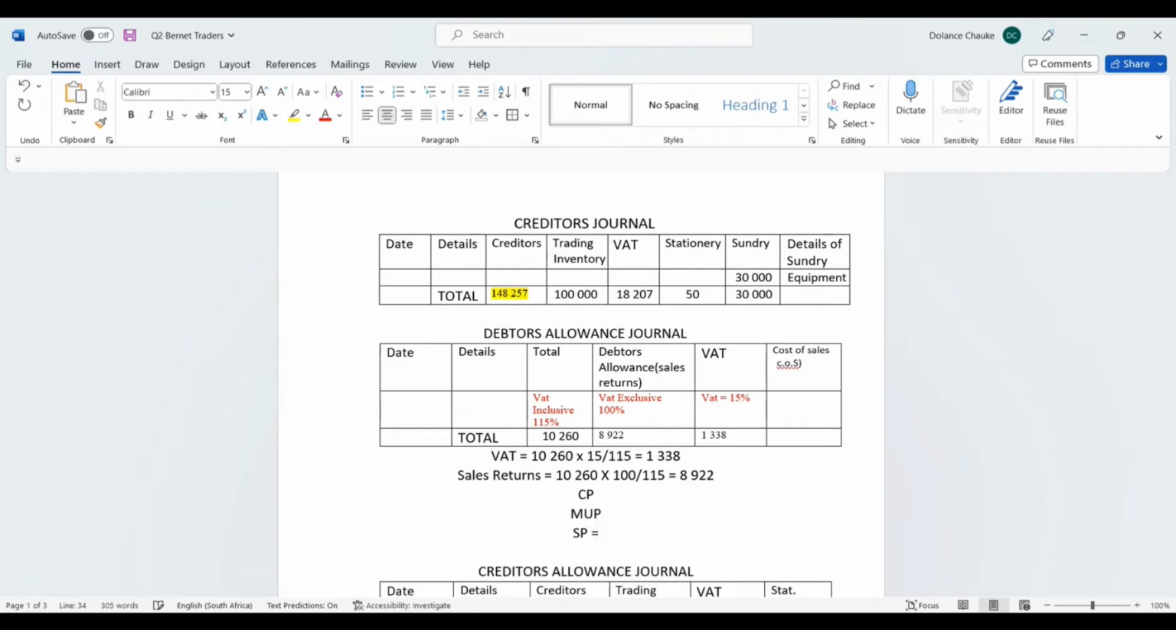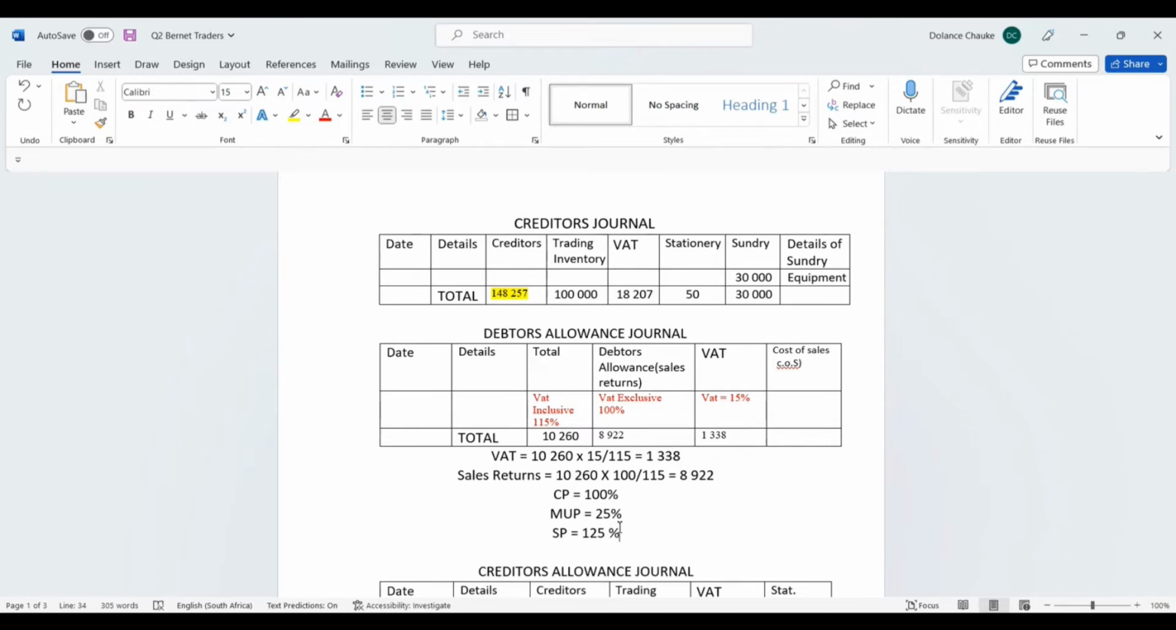We're going to calculate cost of sales. Remember, our markup is on cost. The principle of the markup on cost says when the markup is on cost price, then our cost price is equal to 100%. Our markup is given as 25%, and then our selling price is going to be 125%, which is our cost price plus our markup.